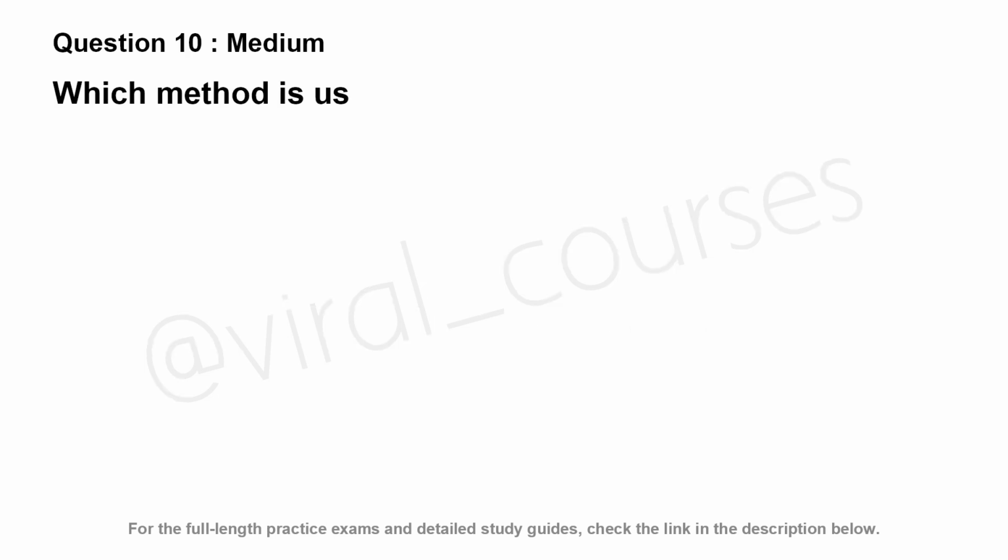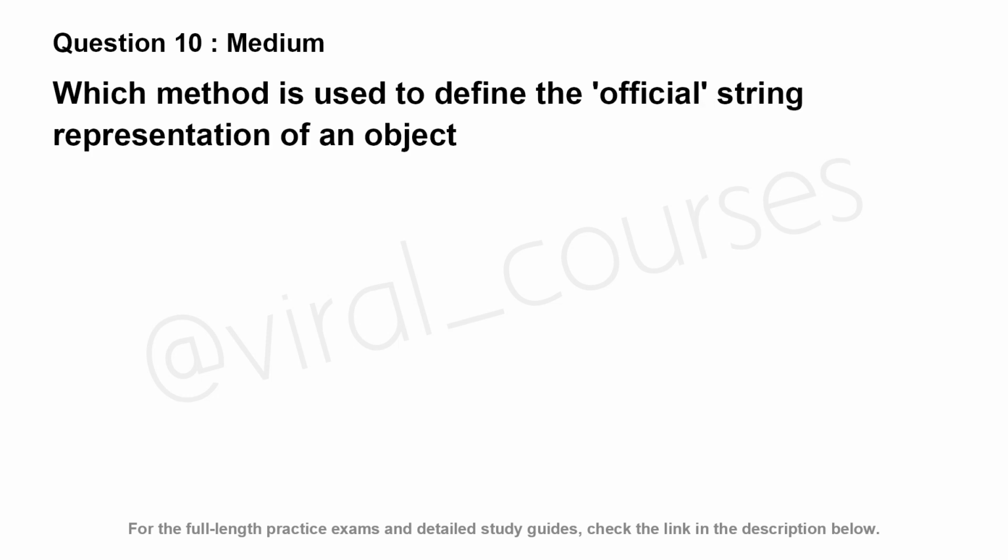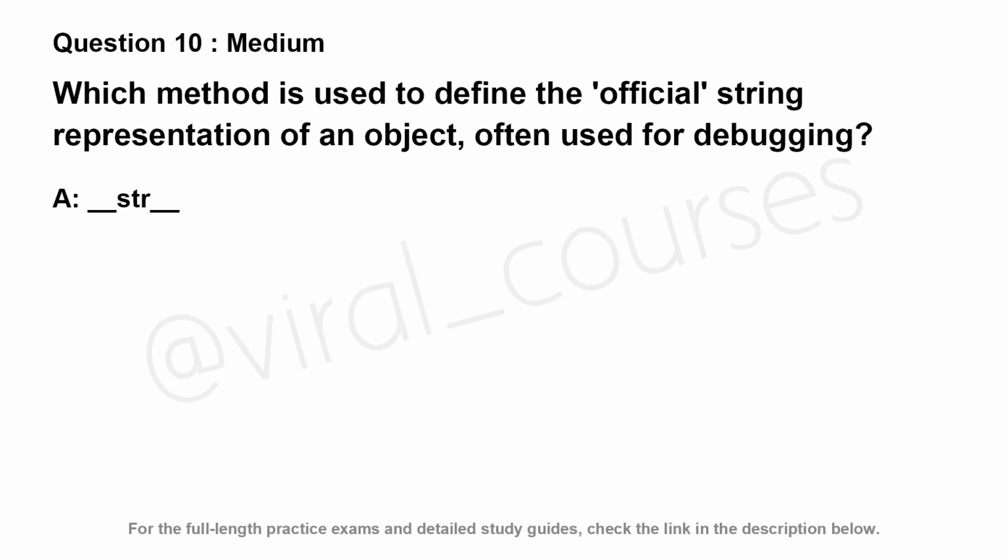Which method is used to define the official string representation of an object, often used for debugging? Option A, __str__. Option B, __format__. Option C, __repr__. Option D, __doc__.